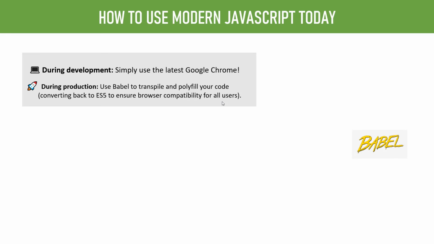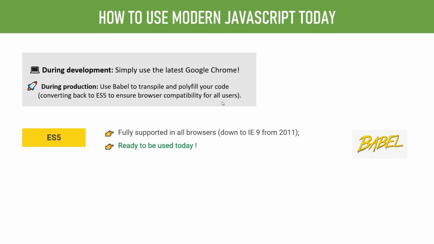So first off, ES5 is of course fully supported in all browsers today, all the way down to Internet Explorer 9 from 2011. So we can assume that ES5 is safe to be used at this point, which is the reason why we use it as the target for transpiling.